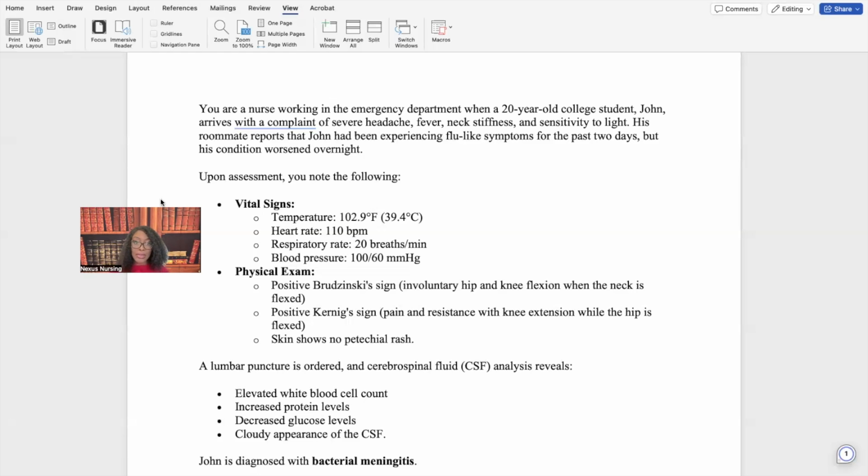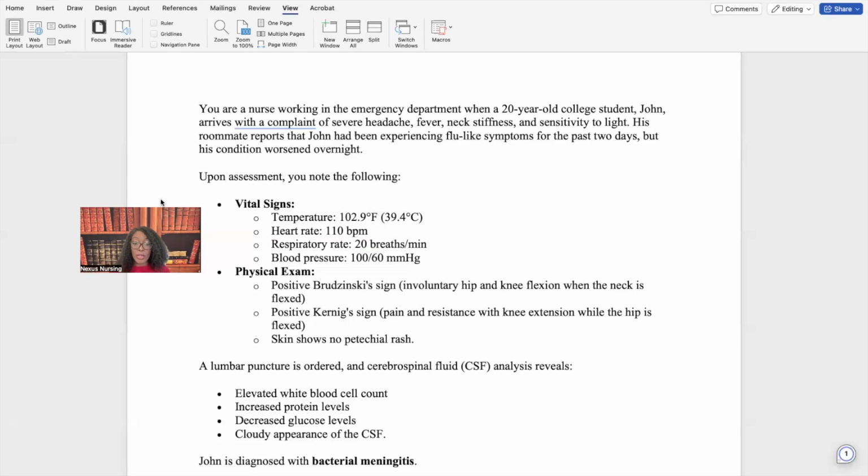I want you to take a look at this case study. It says, you're a nurse working in the emergency department when a 20-year-old college student, John, arrives with a complaint of severe headache, fever, neck stiffness, and sensitivity to light. His roommate reports that John's been experiencing flu-like symptoms for the past 2 days, but his condition worsened overnight. Upon assessment, you note the following: vital signs, temp 102.9, heart rate 110, respiratory rate 20 breaths per minute, blood pressure 100/60. Physical exam, Brudzinski sign positive, Kernig sign positive, skin shows no petechial rash.